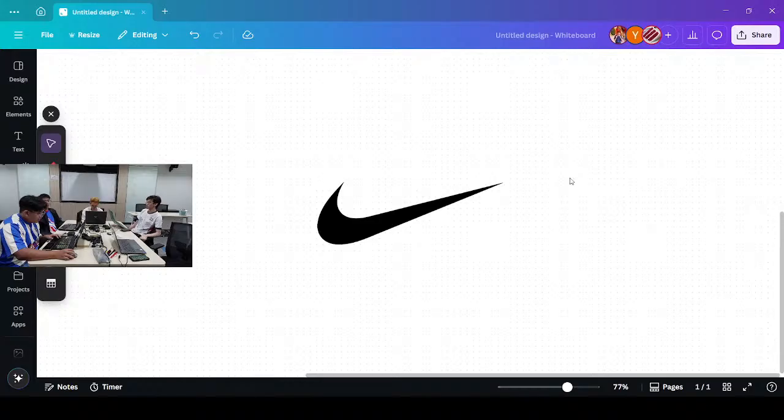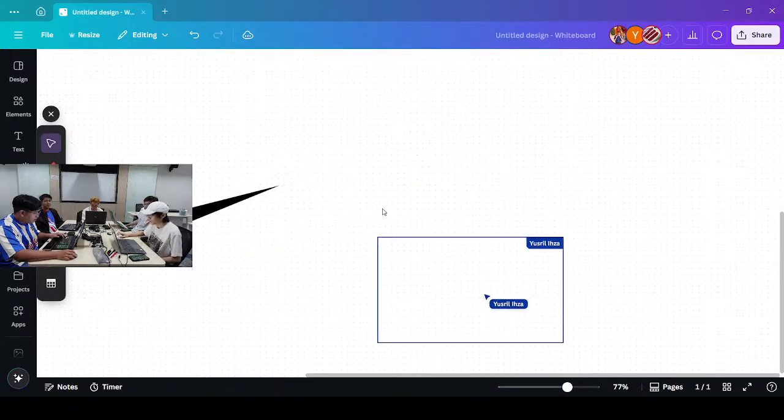This one... well, this logo kind of reminds me of, what is it? There is an earphone company that is also kind of similar. I forgot the name. Yeah, you can place it inside.